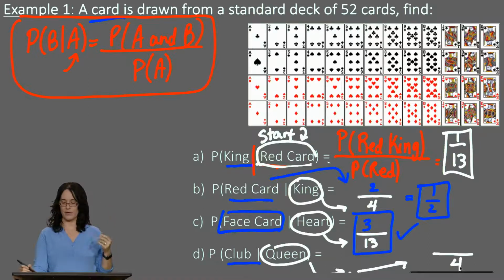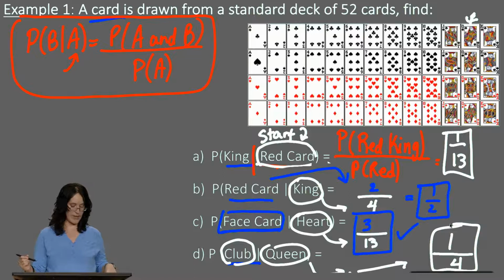So that's one of our nice face cards. So there are 4 queens, 1 in each of these suits. So 4 queens. Of those 4 queens, how many of them happen to be a club? If you say 1, that is correct. So 1/4 or 25% would be your answer there. Well done.